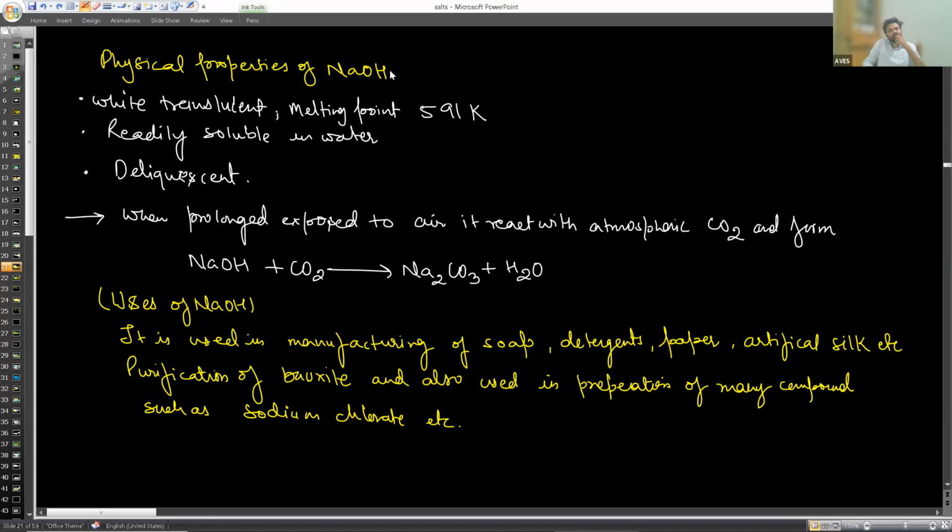So what's the third point? Third point, deliquescent. What do you mean by deliquescent? Deliquescent means when it is kept in open air, it will absorb the moisture from the atmosphere. That is called deliquescent.